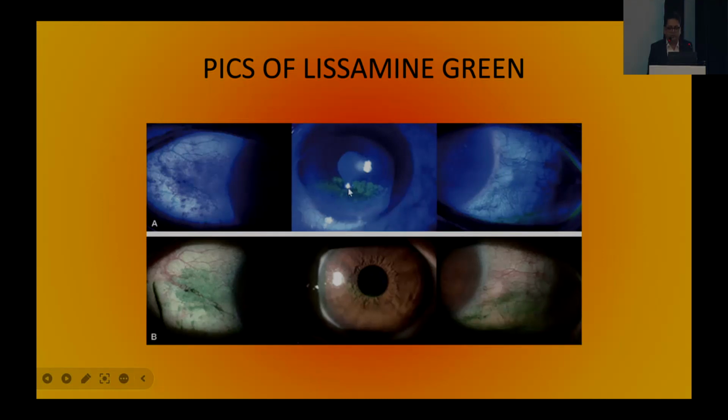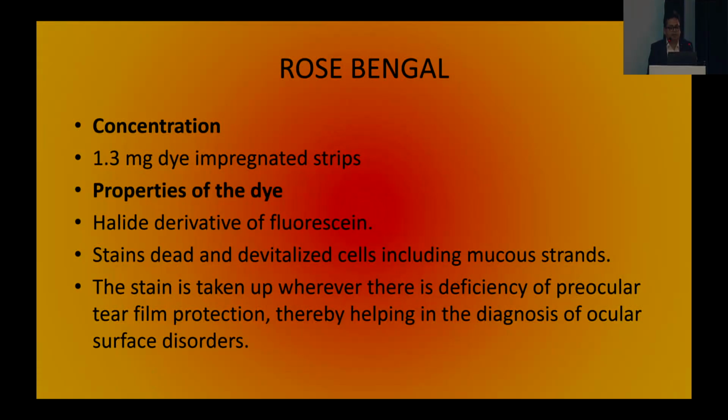This is the patient with lagophthalmos. Now move to the rose bengal stain. I just have to take one or two minutes only. The rose bengal stain is available at a concentration of 1.3 milligram dye impregnated strips.